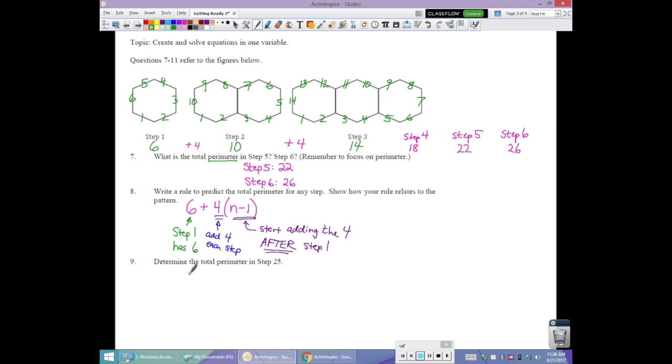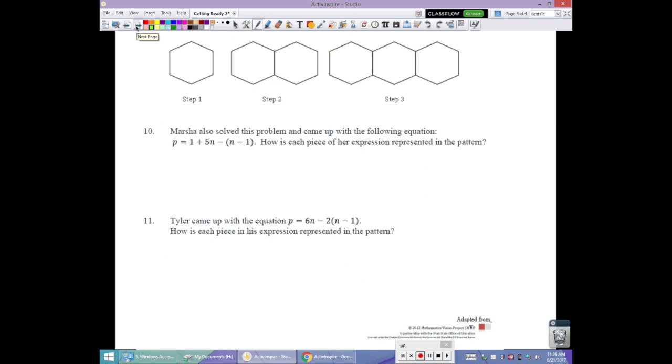Using that formula to get the total perimeter for step 25, that would make our n in our formula 25. So 25 minus 1 is 24. So 6 plus 4 times 24. Order of operations would tell us to multiply the 4 times 24, giving us 96. Add on the 6 from step 1, you have a perimeter of 102.